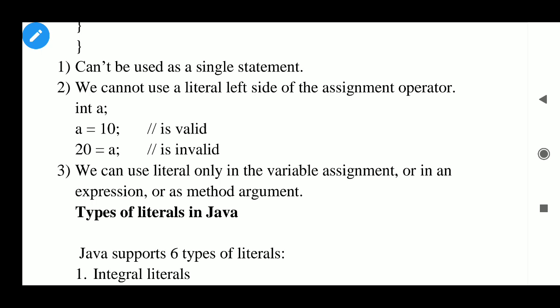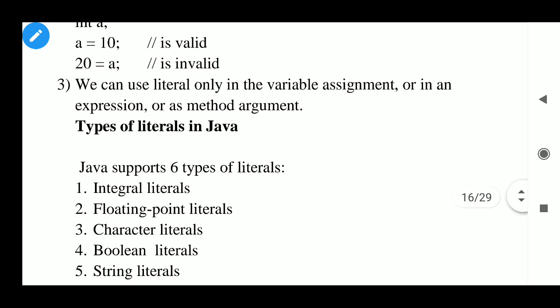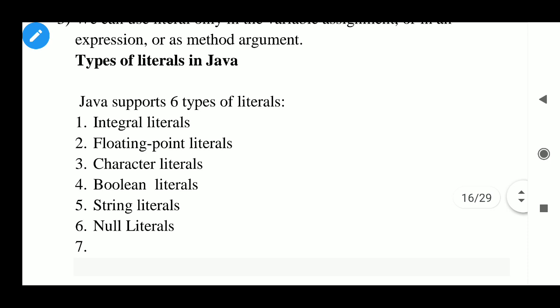So, types of literals in Java. Java supports 6 types of literals: integer literal, floating point literal, character literal, boolean literal, string literal, and null literal. Okay.